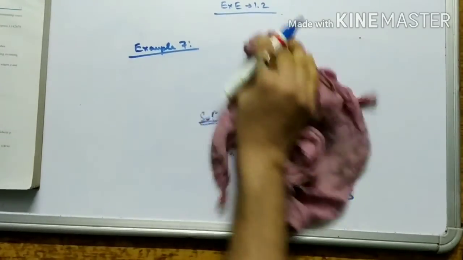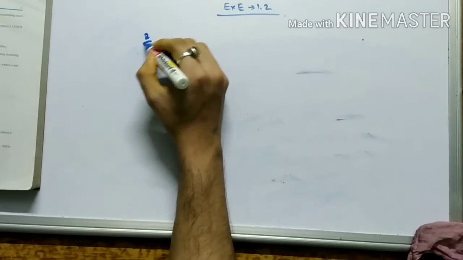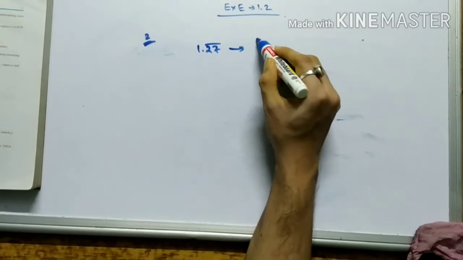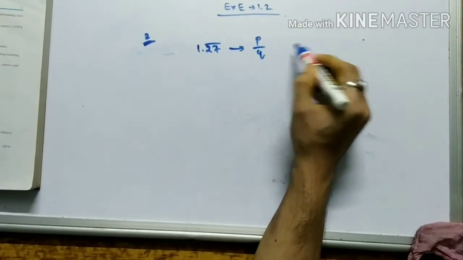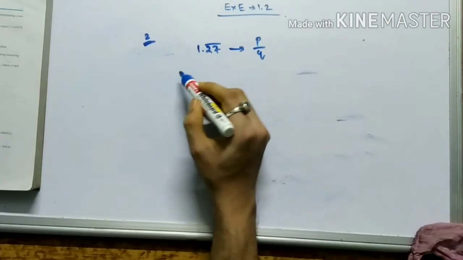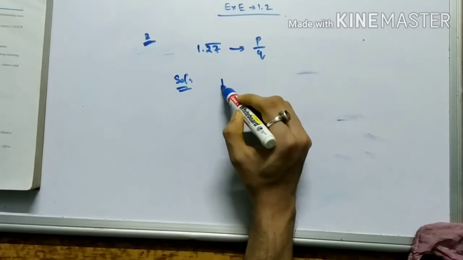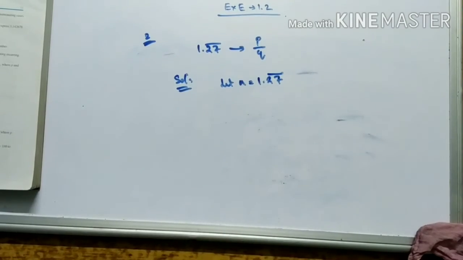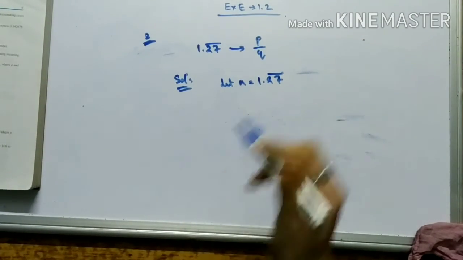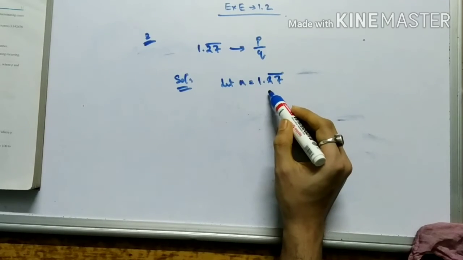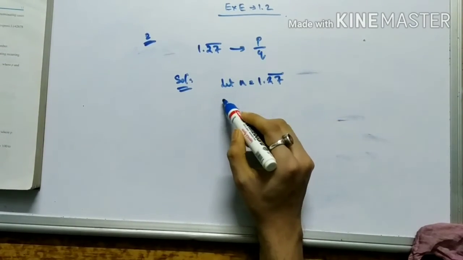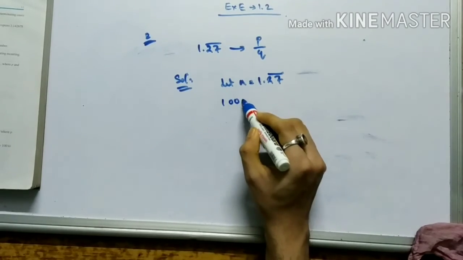Okay. Next it is example number 8. You see 1.27 bar. I have to express 1.27 bar in P by Q form, where P and Q are integers and Q not equal to 0. So in the solution, again let x equal 1.27 bar. Now what I will do is multiply both sides by 100.